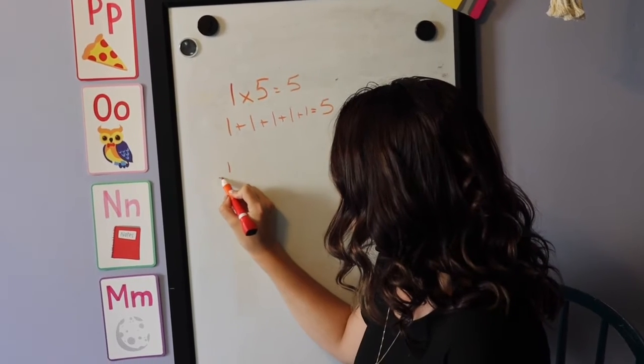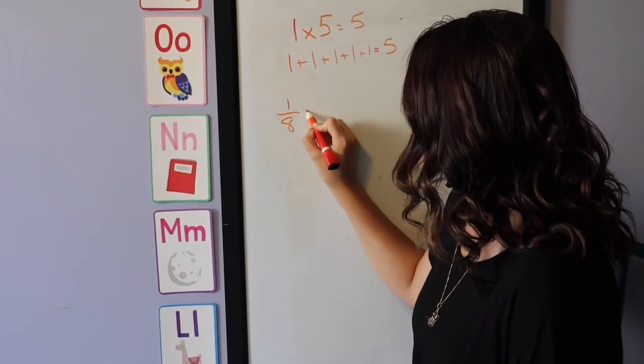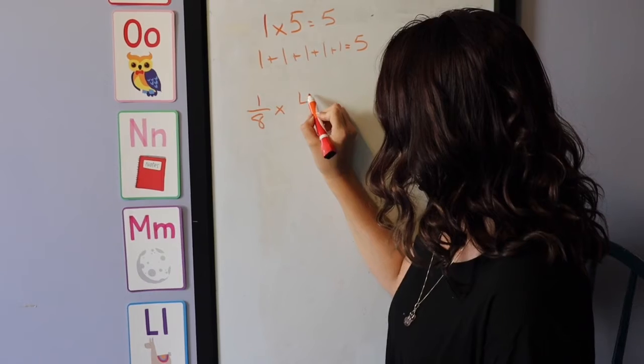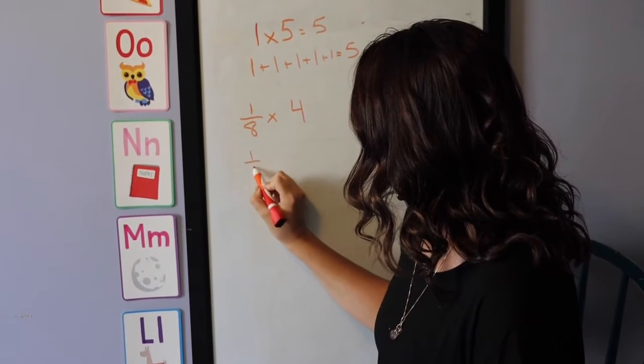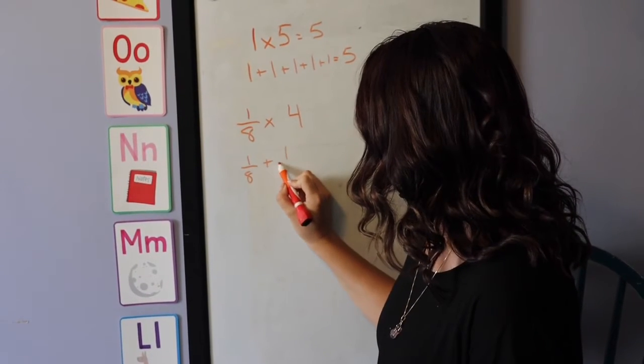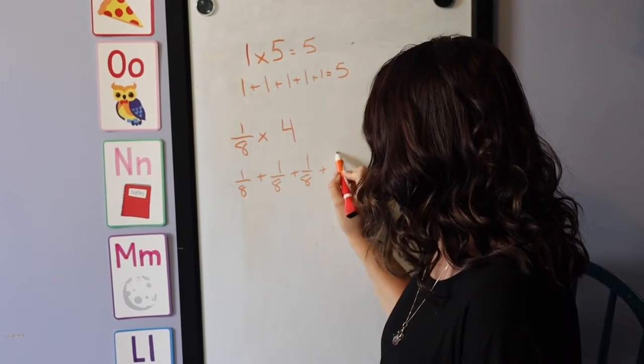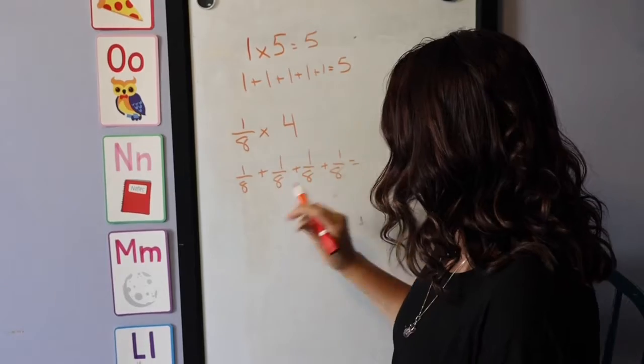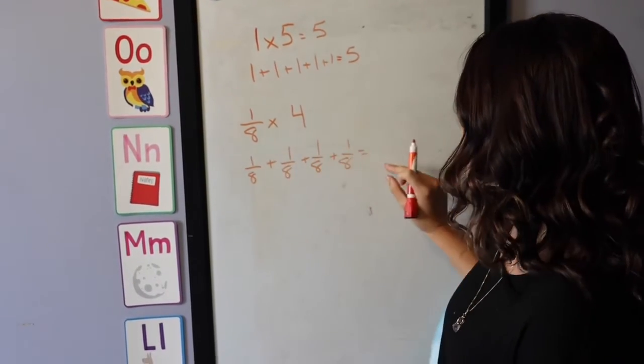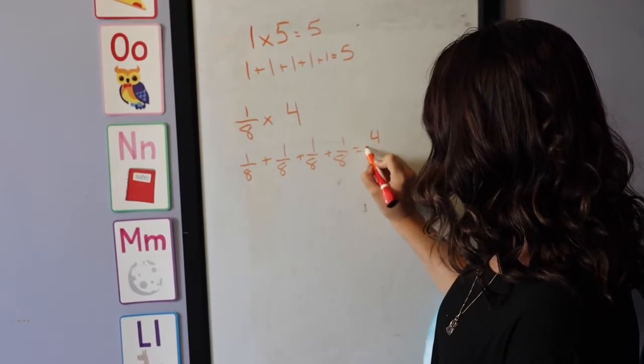So if we have 1/8 times, let's say 4, it's really just 1/8 plus 1/8 plus 1/8 plus 1/8. Since they have the same denominator, we could just add it across and it would be 4/8.